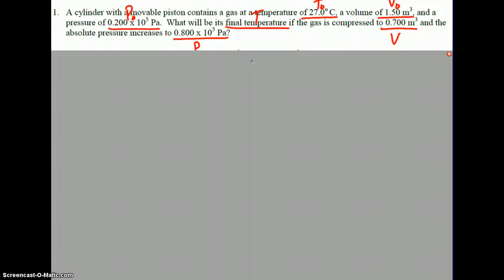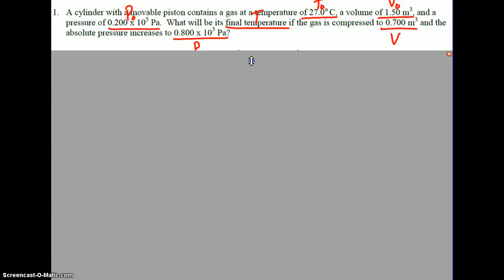We have a cylinder with a movable piston containing a gas at a temperature of 27 degrees Celsius, that's its initial temperature, a volume of 1.50 meters cubed, its initial volume, and a pressure of 0.2 times 10 to the 5th pascals, its initial pressure. What will be its final temperature, T, if the gas is compressed to 0.70 meters cubed, V, and the absolute pressure increases to 0.8 times 10 to the 5th pascals, its final pressure?